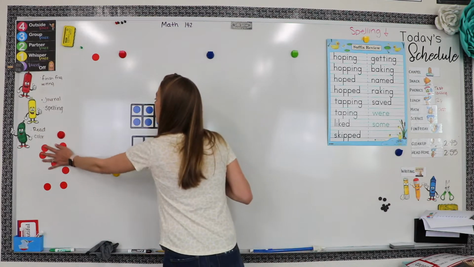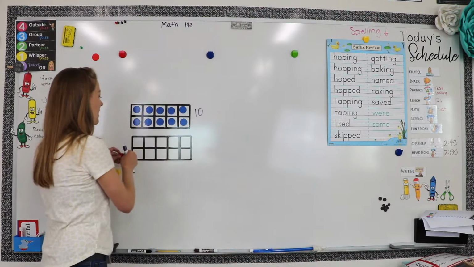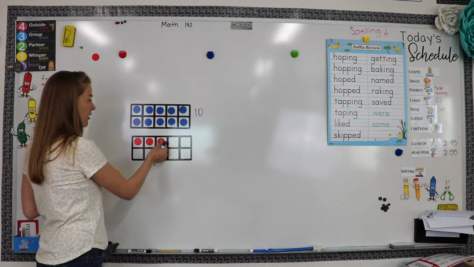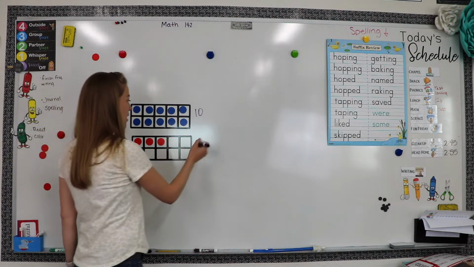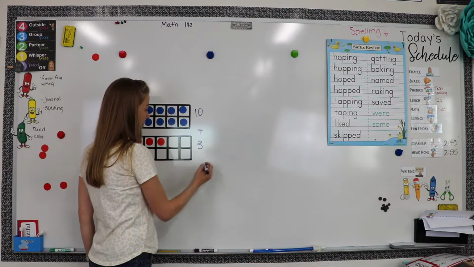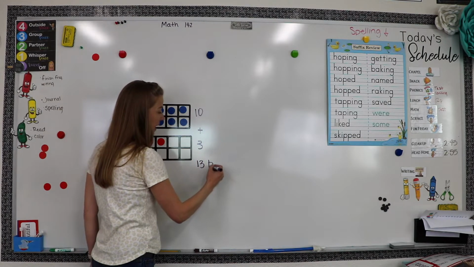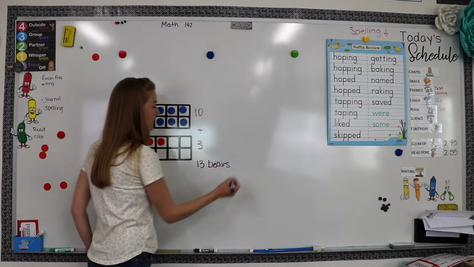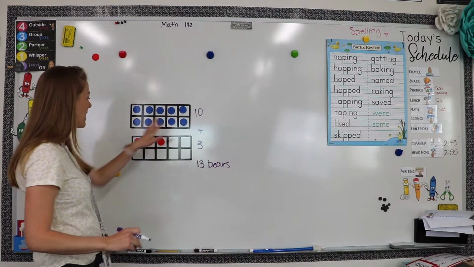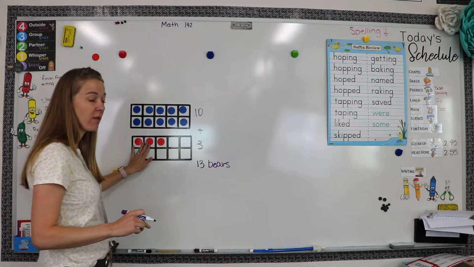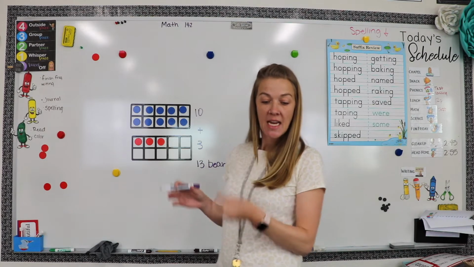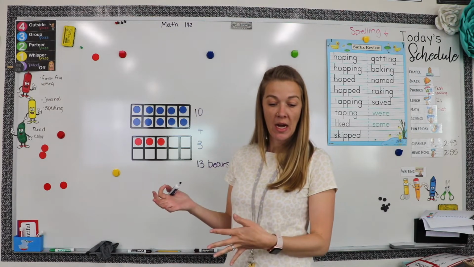Well, let's see. If this is 10, then there's 11, 12, 13. So I added 3 more bears to equal 13 bears, right? And remember, when our 10 frame is full, we don't need to count our 10 frame. We start at 10 and we count on from there, which would be 11, 12, and 13. Okay, good. So 13 is 10 and 3 more, or 10 plus 3.